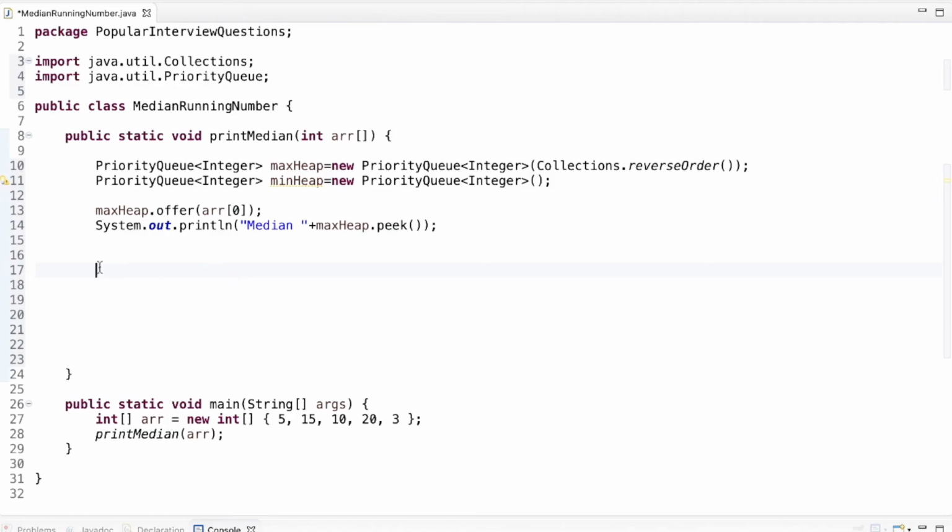Now let's start with our main program of iterating over this array. To iterate, we will use a for loop, starting from the second item of our array, that is 15 here.